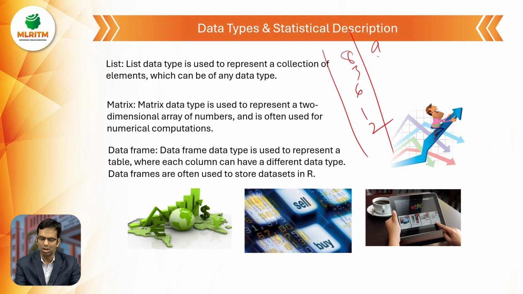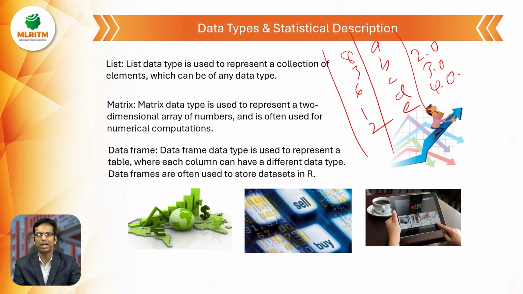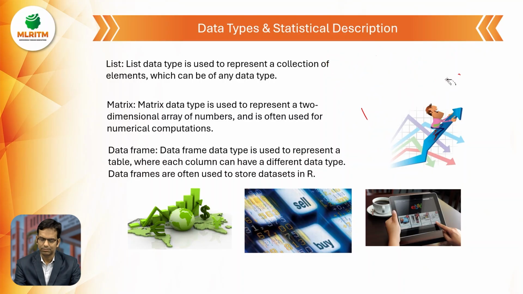Either we have to select all alphabets, or you have to go with all decimal values, like 2.0, 3.0, 4.0. So we have to choose one category of the data. When you are choosing a specific category of the data, that comes under list. So list is one type of data type.